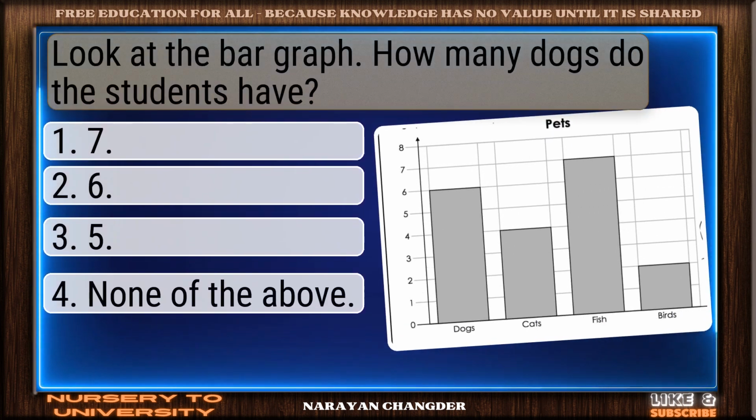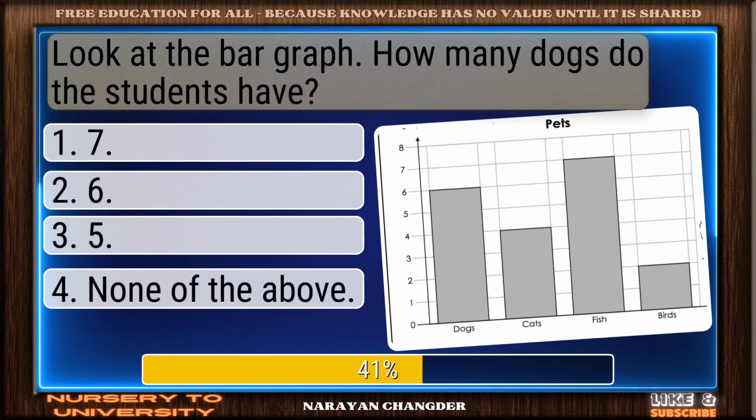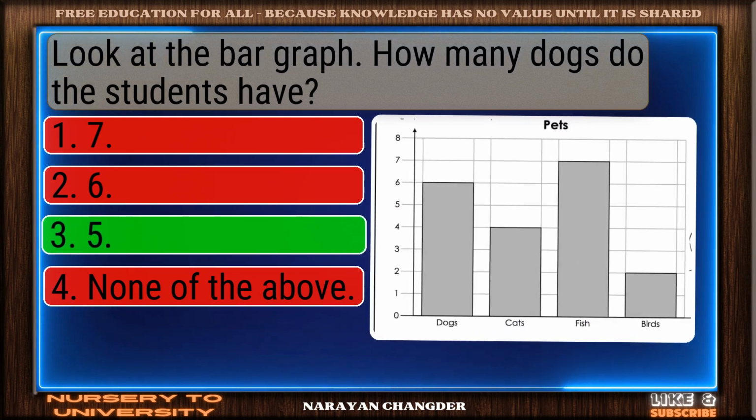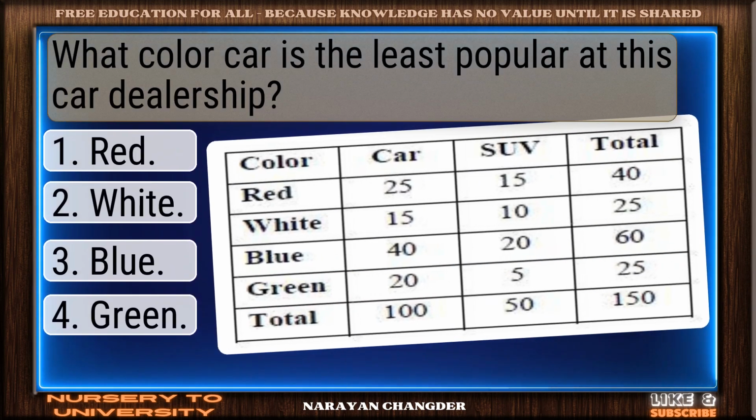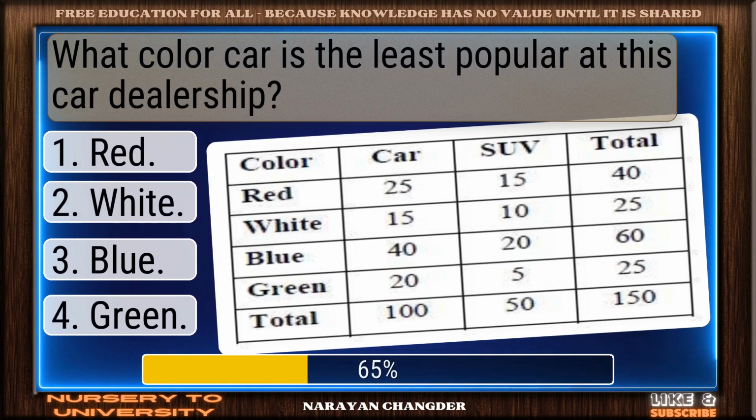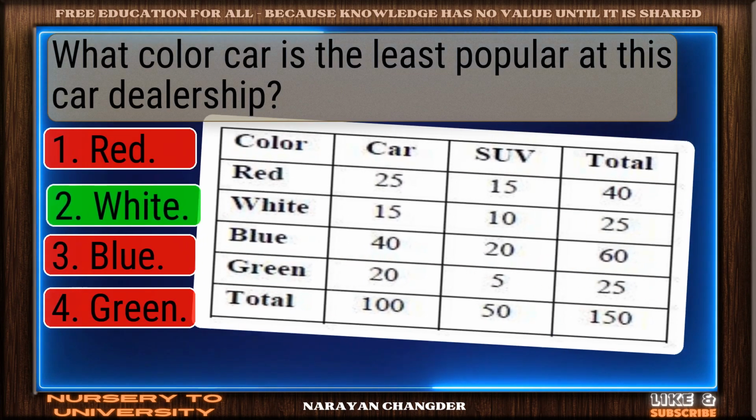Look at the bar graph. How many dogs do the students have? You chose 5, correct? What color car is the least popular at this car dealership? Sharp thinking. White is right.